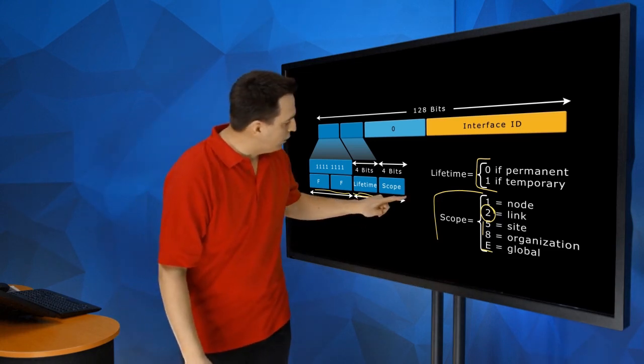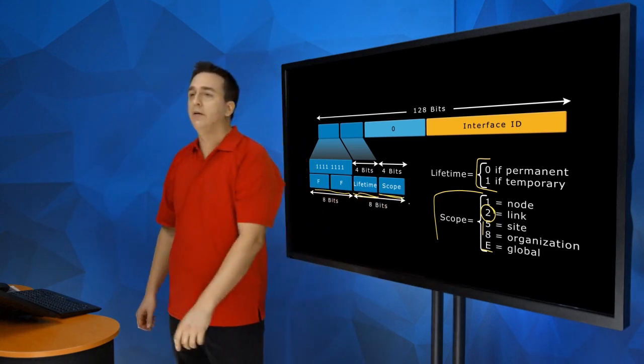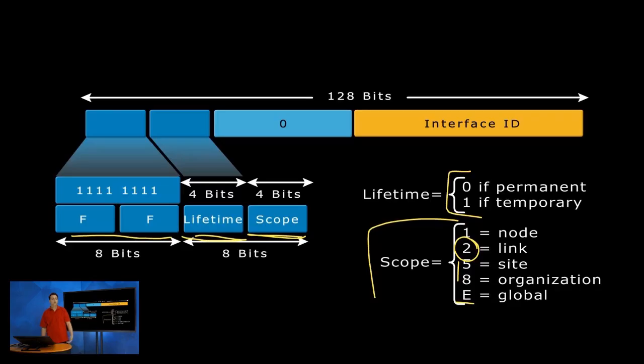And then right here, we can see that the scope is listed. So the scope can be a value from 0 all the way up to F. Why? Because we are dealing with 4 bits. So 4 bits of all 0s equals 0, 4 bits of all 1s equals F, but you can see the scope definitions here are 1, 2, 5, 8, and E. So depending on the type of multicast packet will determine what the first 4 characters are going to be.